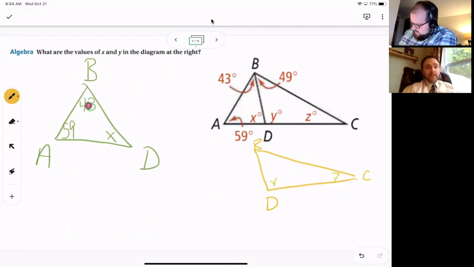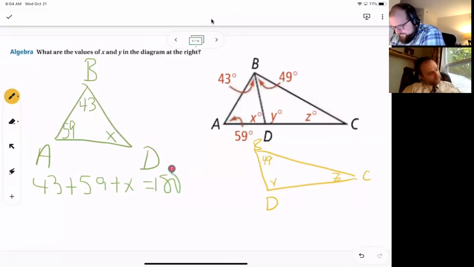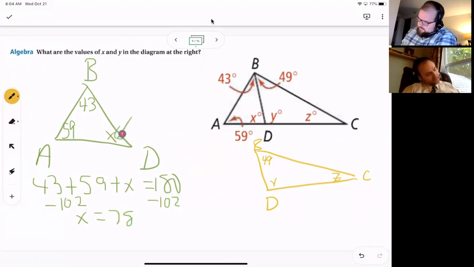We just figured out that the angles of a triangle add up to 180. So that means 43 plus 59 plus X equals 180. If we then solve for X, 43 and 59 is 102. If I subtract 102 from both sides, I get 78. So that means X is 78.